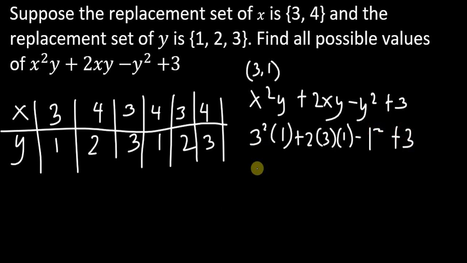So, 3 square, that is 9. 9 times 1 is 9. Plus 2 times 3 times 1 is 6. Minus 1 square is 1. Plus 3. 9 plus 6, that is 15. Minus 1, that is 14. Plus 3, that is 17. So that is equal to 17.